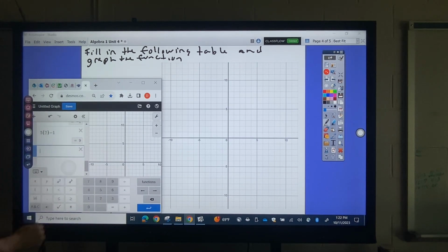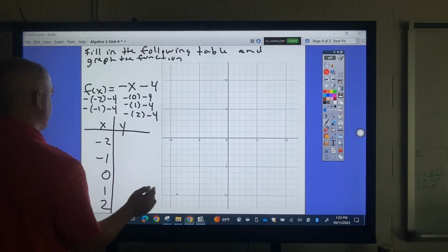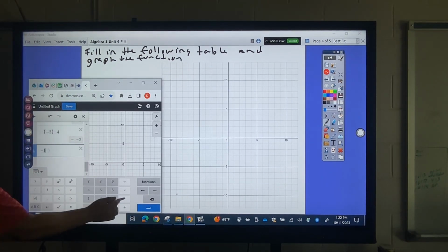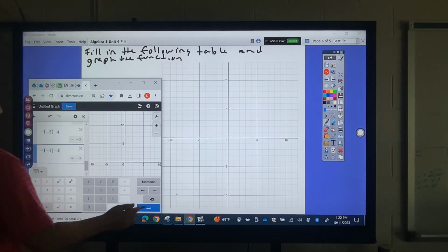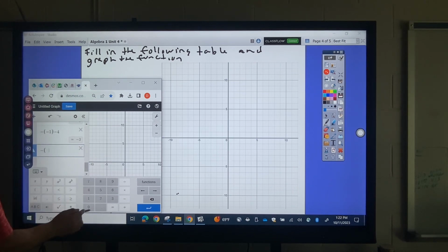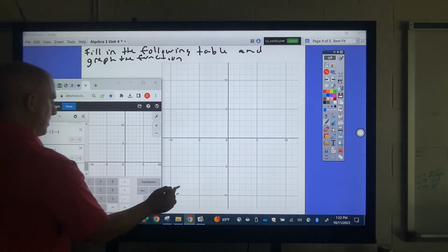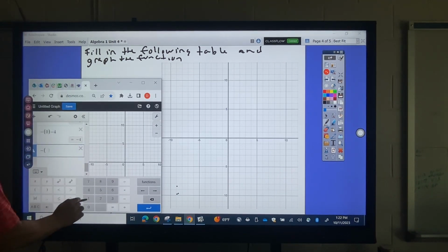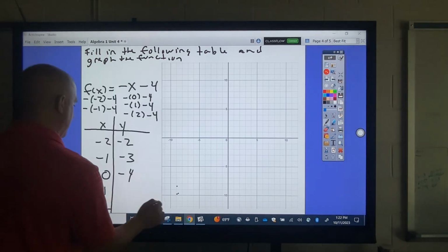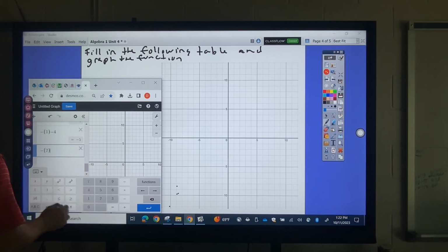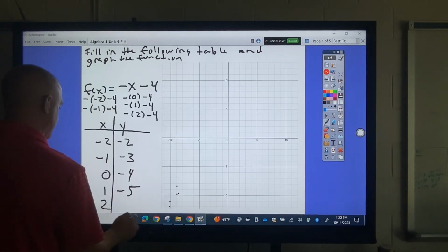Okay? Use your parentheses. Negative with a negative 2 minus 4 gives me negative 2. Okay? Negative, parentheses with a negative 1 minus 4 gives me negative 3. A negative with a parentheses 0 minus 4 gives me negative 4. A negative with a 1 minus 4 gives me negative 5. A negative with the parentheses with 2 with a minus 4 gives me negative 6.